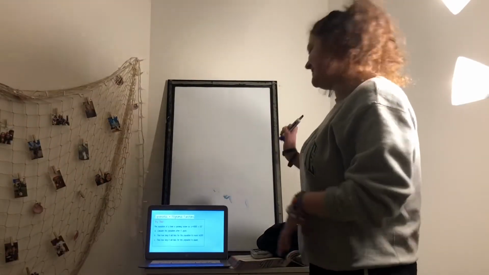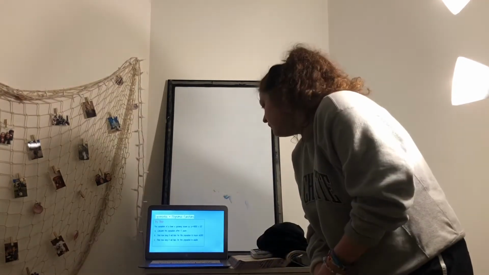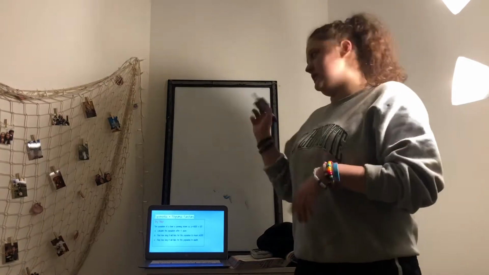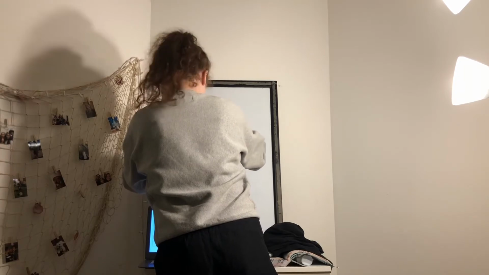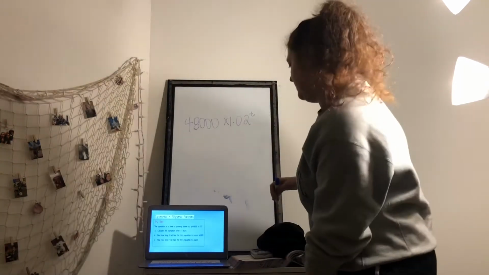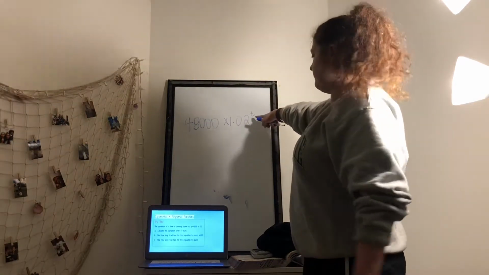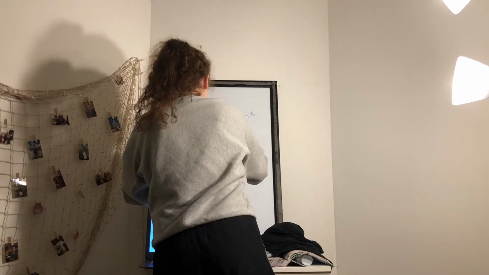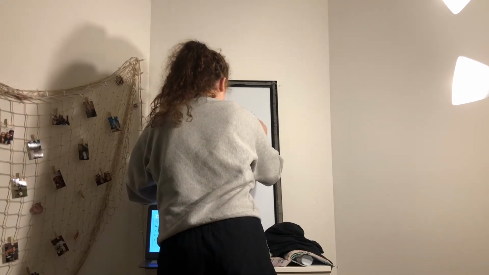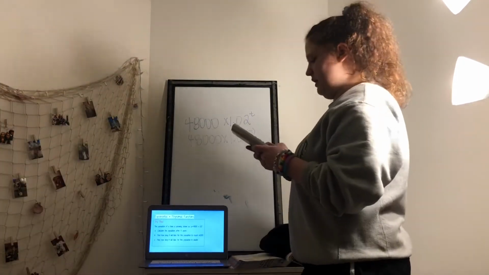The next example says the population of a town is growing, and the equation for this is P equals 48,000 times 1.02 to the T. So I'm going to write that. And then we have to calculate the population after 5 years. So in this problem, t is time, so we would just put in 5 for t. So it would be 48,000 times 1.02 to the 5th power.